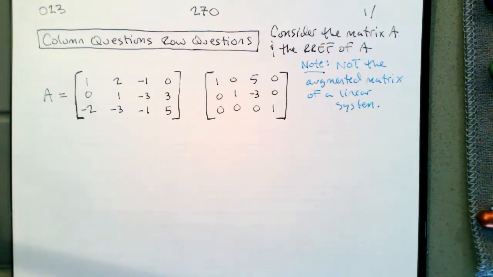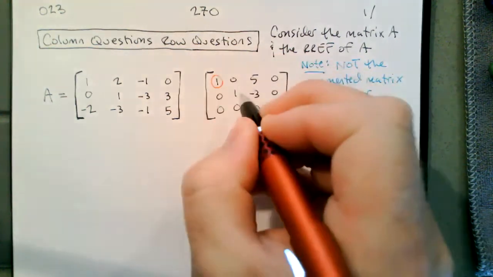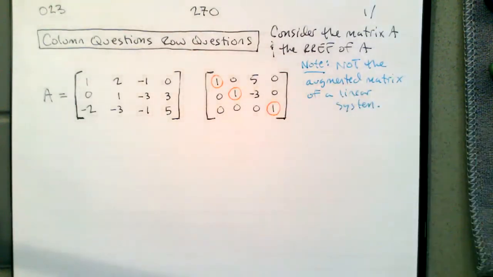Typically, we're not going to give an augmented matrix a name like A, because an augmented matrix should involve a coefficient matrix and some constant vector to represent the matrix equation AX equals B. So if I just say, here's a matrix A, it is not the augmented matrix of a linear system. So let's take a look at the pivots of A. We see that A has a pivot in the first row, first column, the second row, second column, and the third row, fourth column.